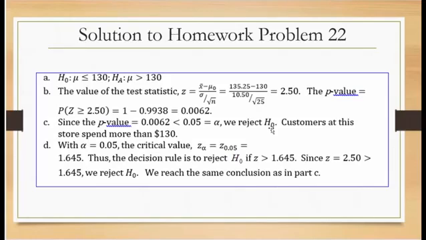So indeed we can reject the null, and then if we use an alpha of 0.05 and a critical value of 1.645, we know that 2.5 is indeed larger than 1.645, so we again reject the null. And we find the same conclusion as we had found before, that customers at this store do spend more than $130.